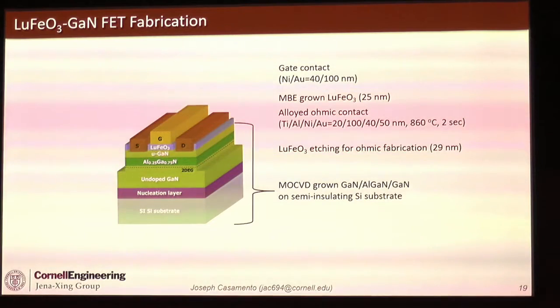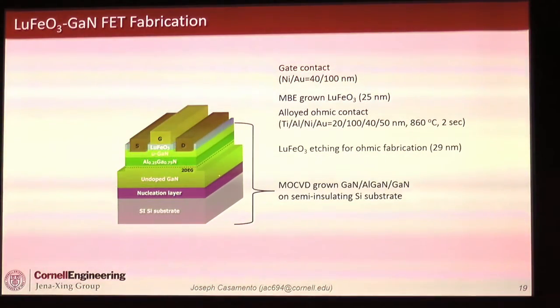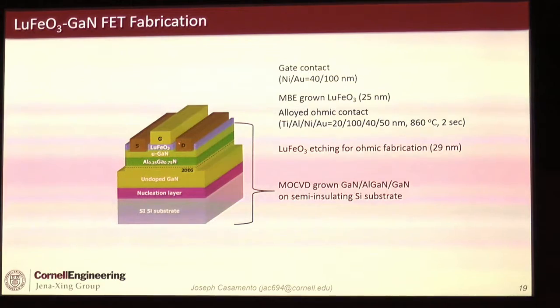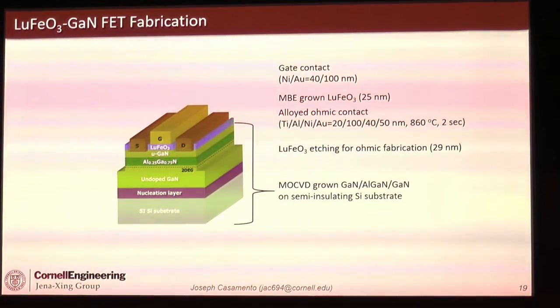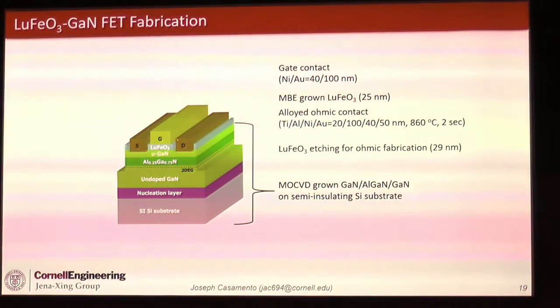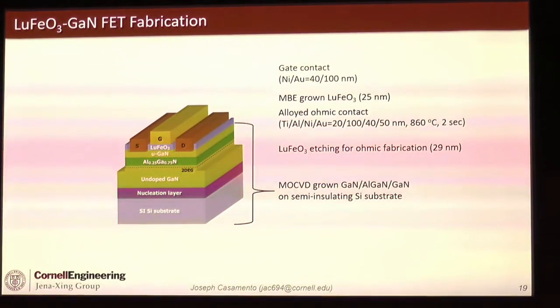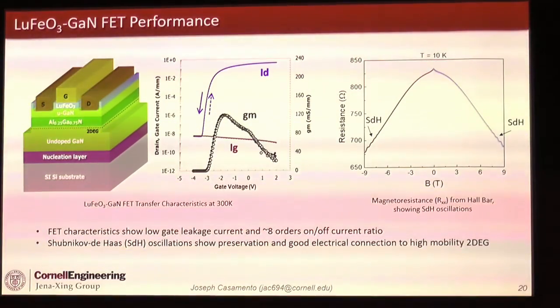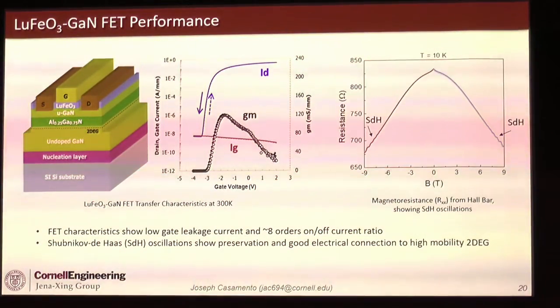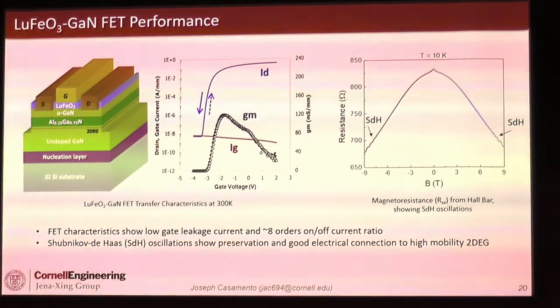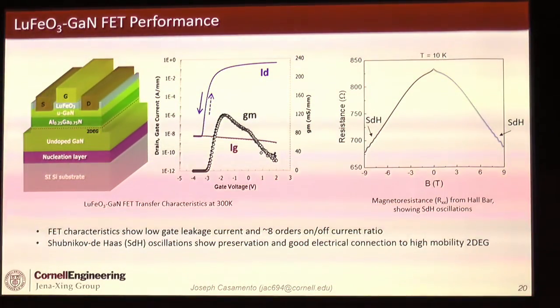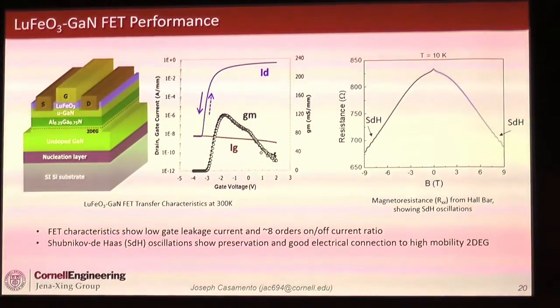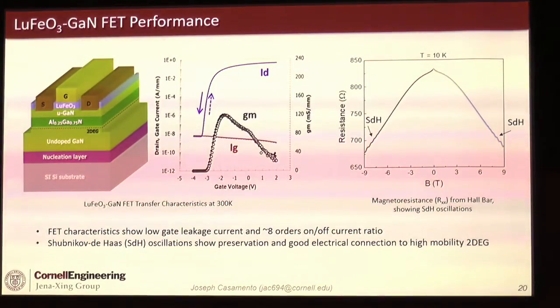So essentially, you grow your layers, you pattern, you etch, you deposit your source-drain contacts, you rapid thermal anneal, and then you mesa isolate, and then you deposit your gate by electron beam evaporation. We have not shown any direct ferroelectric behavior yet from the FET, but at the very least we've shown that the 2DEG is preserved, your channel is there, and you have a very large, 8 orders of magnitude on-off ratio with a low gate leakage current, 10 to the negative 8 amps per millimeter.